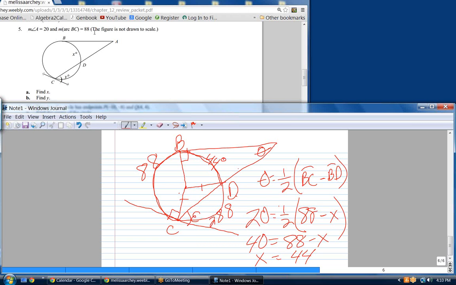They really were not exaggerating when they said the figure is not drawn to scale. Okay, so now we have the measurements of all of those arcs. What is this angle right here?